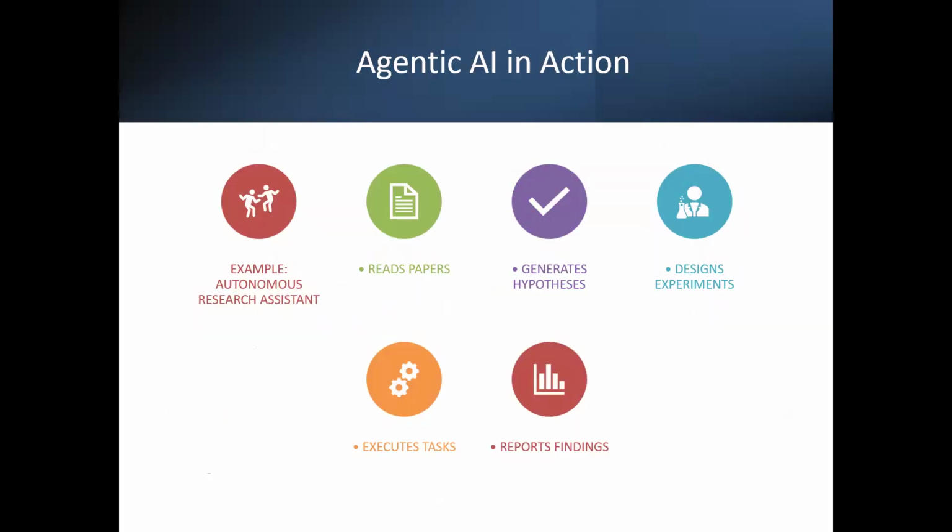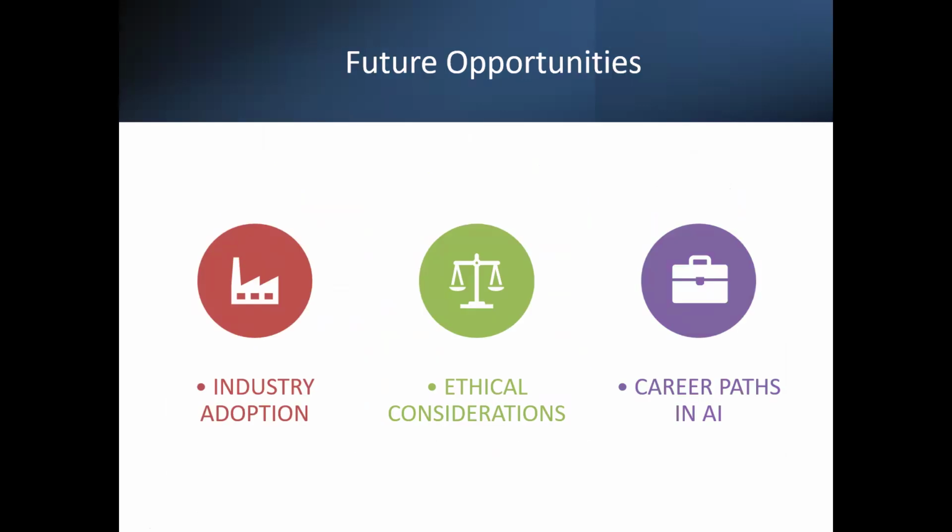Okay, and here are the examples for agentic AI. An autonomous research assistant reads papers, generates hypotheses, designs experiments, right? And executes tasks and reports findings. And future opportunities for agentic AI are industry adoption, ethical considerations, and career paths in AI.